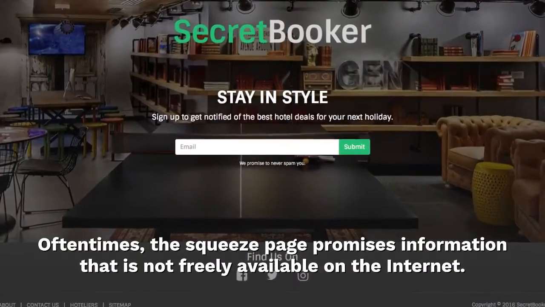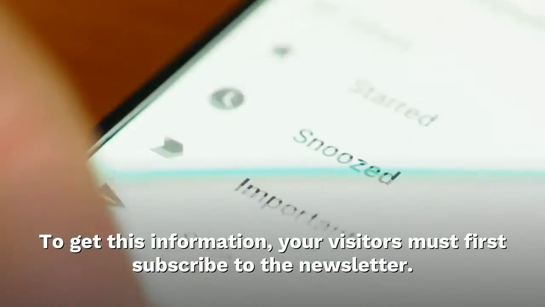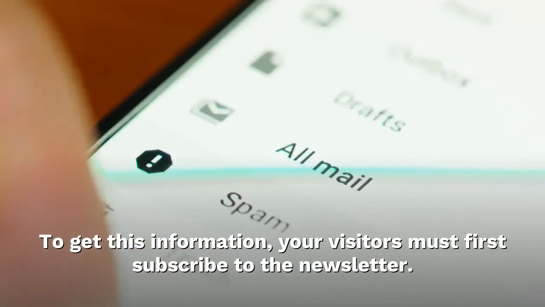Oftentimes, the squeeze page promises information that is not freely available on the internet. To get this information, your visitors must first subscribe to the newsletter.